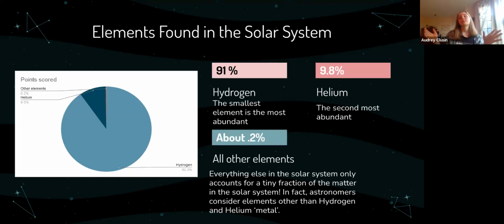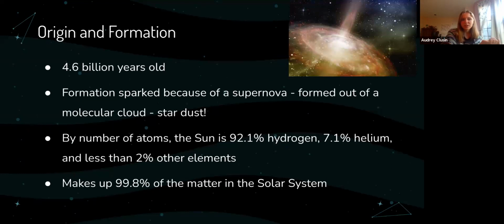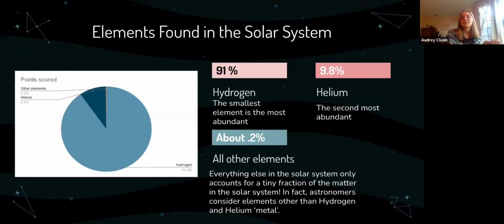even though it's really big, most of it is empty space, and the actual matter in it still only makes up 0.2% of the matter other than the sun. So 91% of the solar system is hydrogen, 9.8% is helium, and an even smaller percentage, 0.2%, is all other elements. So almost everything on Earth, everything on Mars, almost everything on the rockier planets only makes up about 0.2% of all the other elements in the solar system compared to hydrogen and helium.